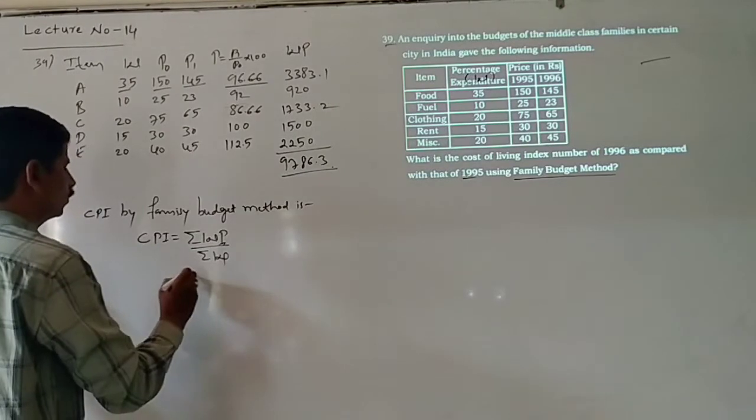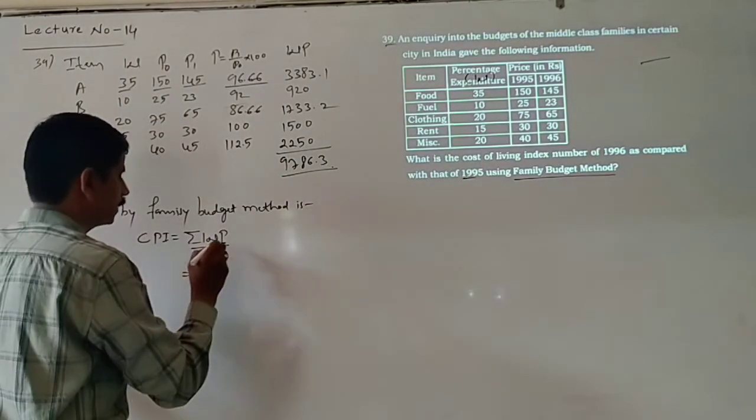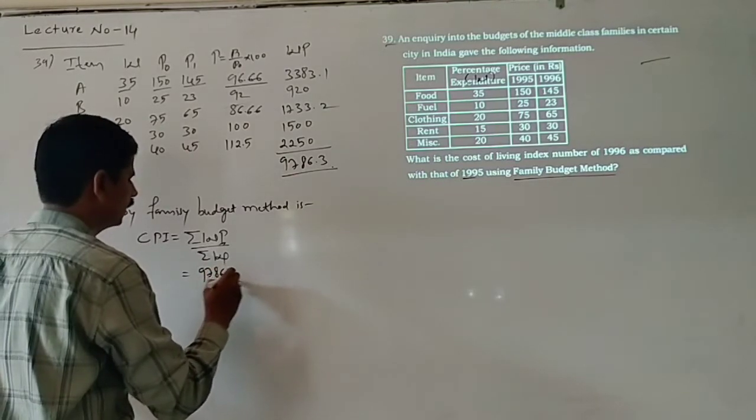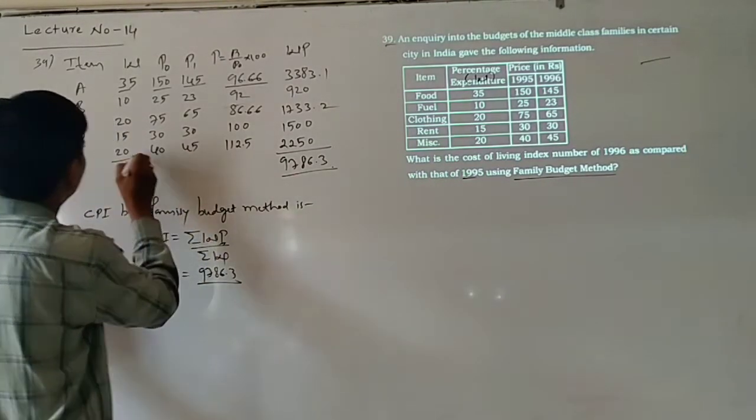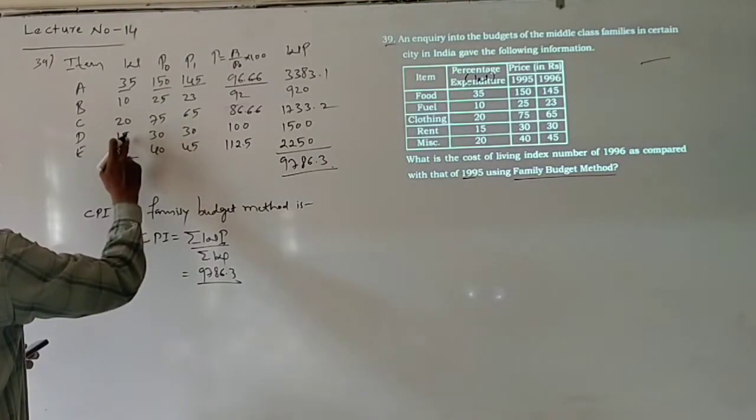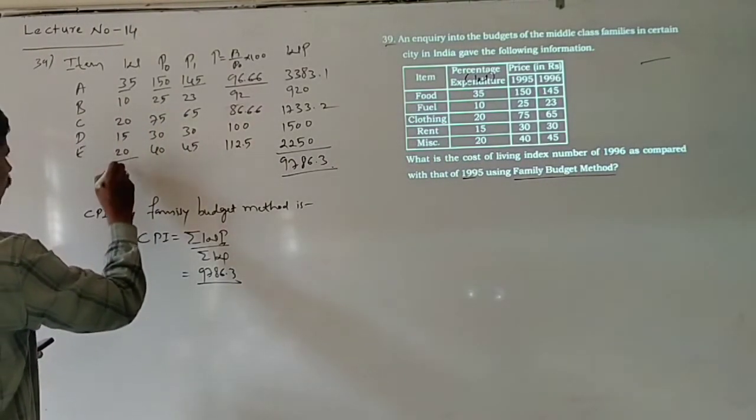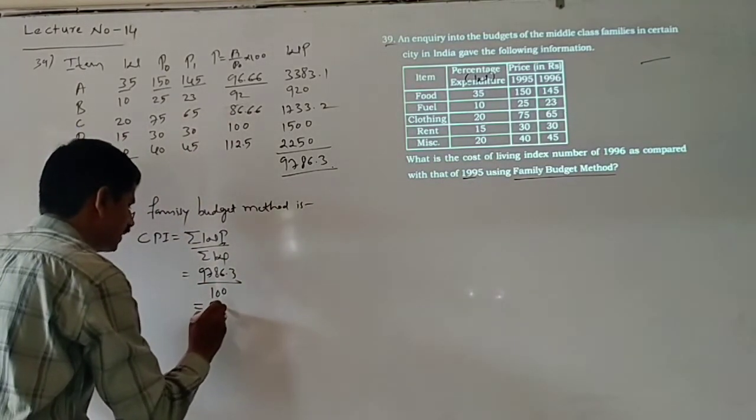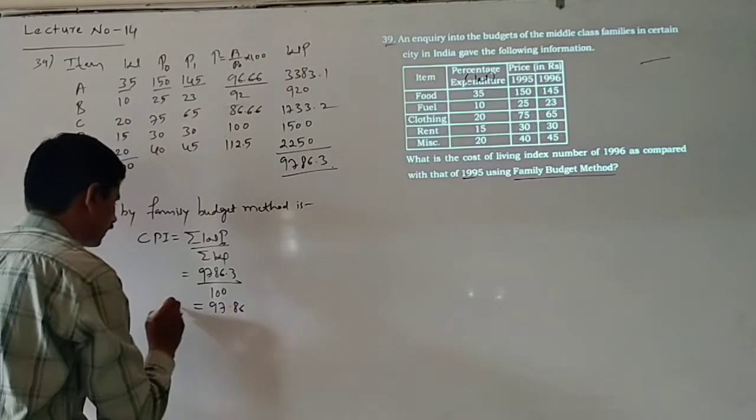Okay, here we have to substitute the values. Sum of WP is 9786.3 divided by sum of W, which is 35 plus 10 plus 20 and so on, is 100. Sum of W is 100. Then we get 97.86. Here CPI equals 97.86.